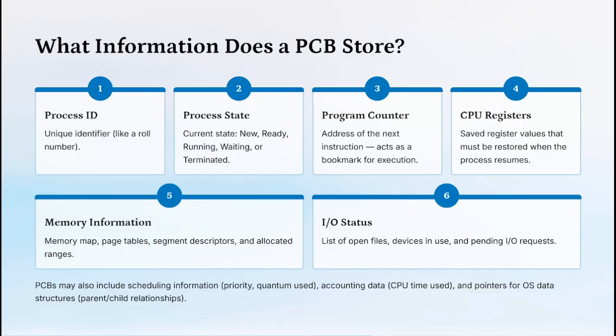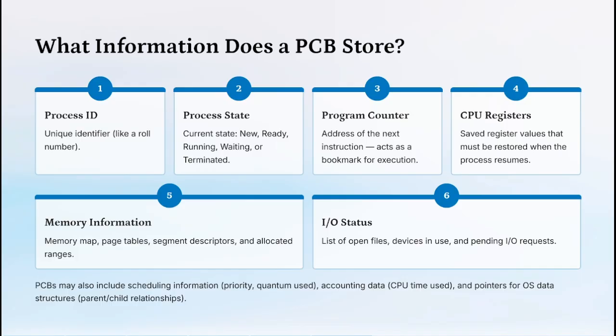What information does PCB store? Let's look at what exactly is written inside this file for a process. Process ID, a unique number just like a roll number for a student. Second one is process state, whether it's new, ready, running, waiting or terminated right now. Third one is program counter. This tells the OS exactly which instruction the process should run next, like a bookmark showing which question the student was answering.